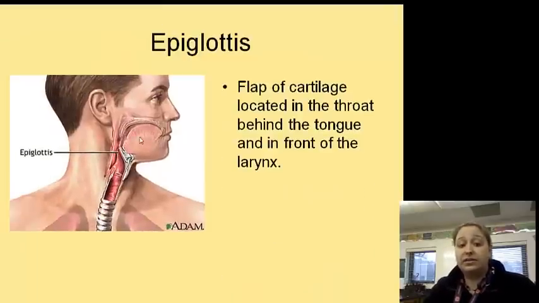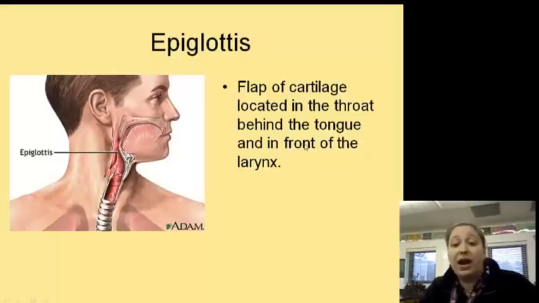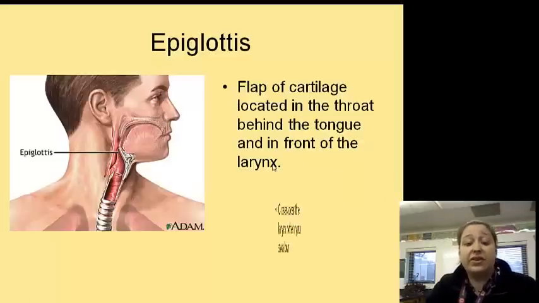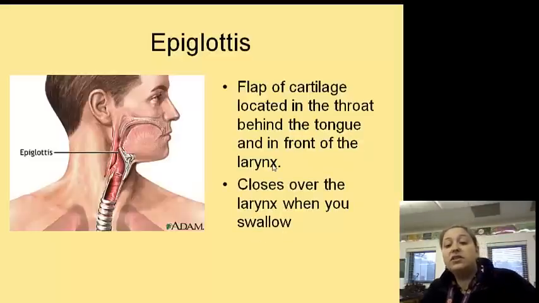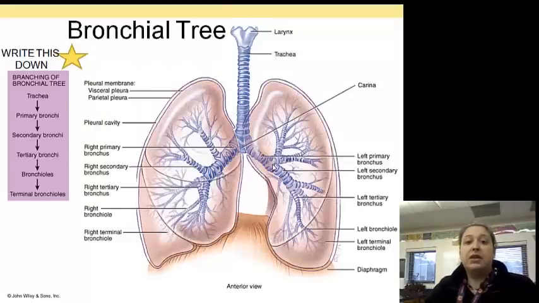So your epiglottis. Again, the epiglottis is the flap of cartilage located in the throat behind your tongue, in front of the larynx. It covers the larynx when you swallow so that you don't choke. Okay, our bronchial tree. So our bronchial tree starts after the larynx.